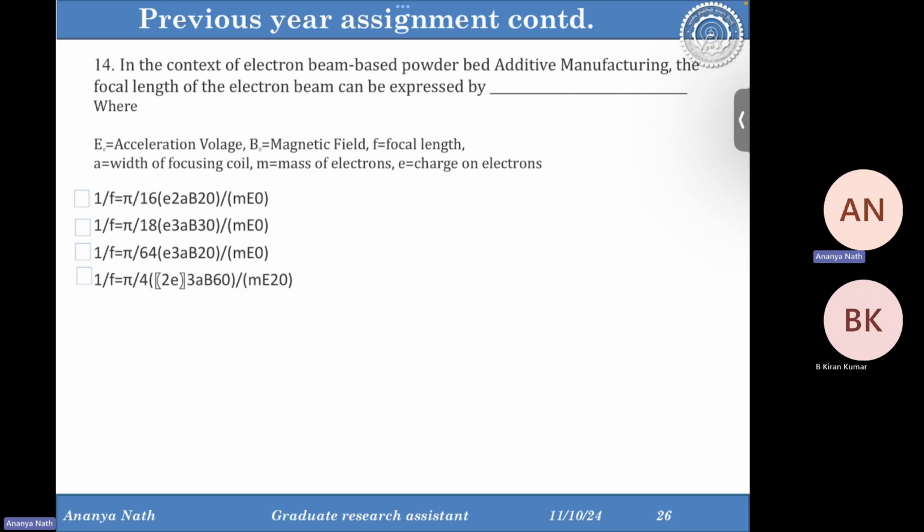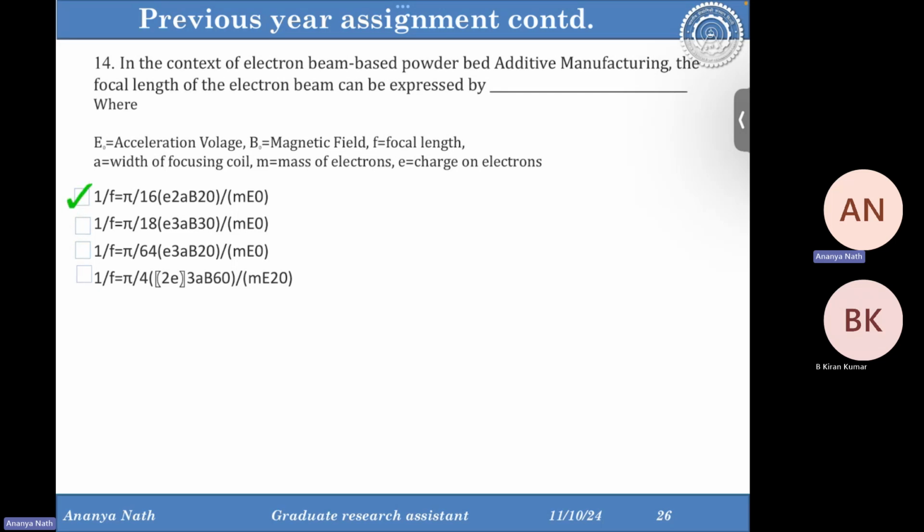In the context of, okay, this is an equation, you have to just remember it. So in the context of EBM, the focal length of the electron beam can be expressed in terms of acceleration voltage E naught, magnetic field B naught, focal length F, width of the focusing coil A, mass of the electron M, and charge of the electron. So 1 by F, the focal length, is equal to pi by 16, E, the electron charge, square, A into A, width of the focusing coil, into B naught square, magnetic field square, divided by M, mass of the electron, into E naught, which is acceleration voltage.